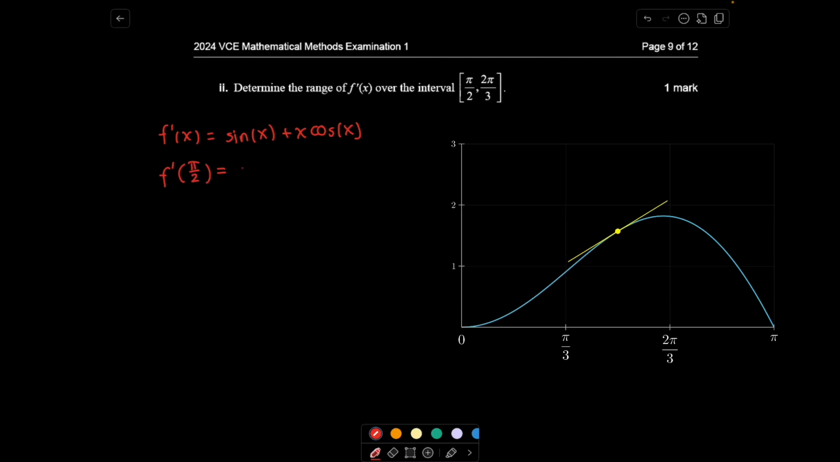So you sub in pi on 2. And working this out gives us 1. So that means the steepest gradient in this interval is 1, and that will be the upper limit of our range. Then we need to find out what's the least steep that our graph is in this interval. Well, you can see that as we move along from pi on 2 to 2 pi on 3, it gets less and less steep. And then you can see how at 2 pi on 3, it's the least steep. So that's going to be the lower bound of our range. So let's find out what the gradient there actually is as well.